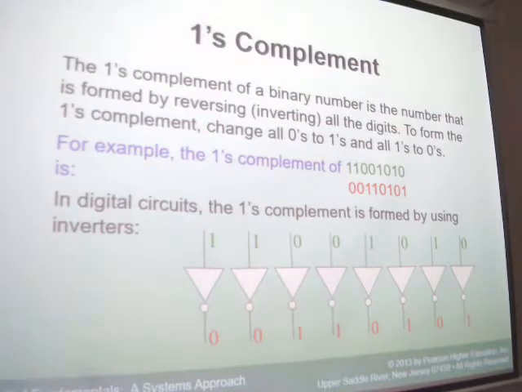If we use 16 bits, the number is 0 0 0 0 0 0 0 0 0 0 1 0 0 0 1 0. And the one's complement is 1 1 1 1 1 1 1 1 1 1 0 1 1 1 0 1. Like this.